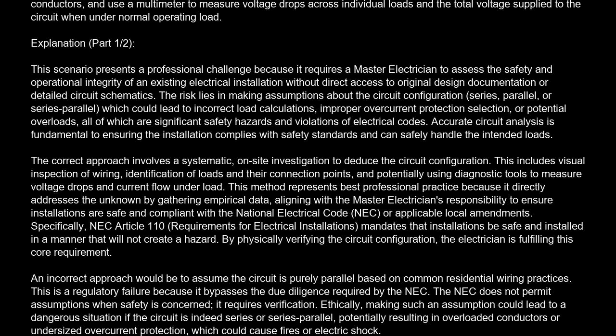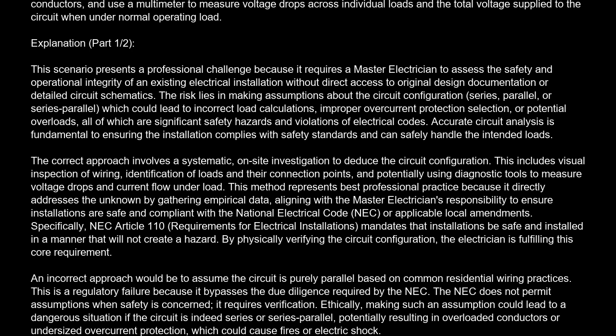This method represents best professional practice because it directly addresses the unknown by gathering empirical data, aligning with the master electrician's responsibility to ensure installations are safe and compliant with the National Electrical Code, NEC, or applicable local amendments. Specifically, NEC Article 110, Requirements for Electrical Installations, mandates that installations be safe and installed in a manner that will not create a hazard. By physically verifying the circuit configuration, the electrician is fulfilling this core requirement.